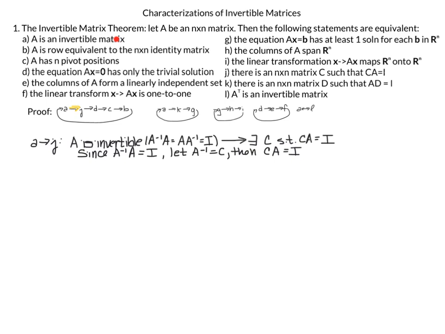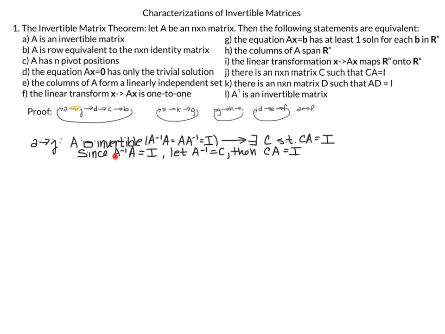So in other words, A is invertible implies, I have to find J, there's an n by n matrix C such that CA equals I. So A is invertible, and I just wrote what it means to be invertible, that there's this A inverse such that A inverse times A equals A times A inverse equals I. This implies there exists C such that CA equals I.